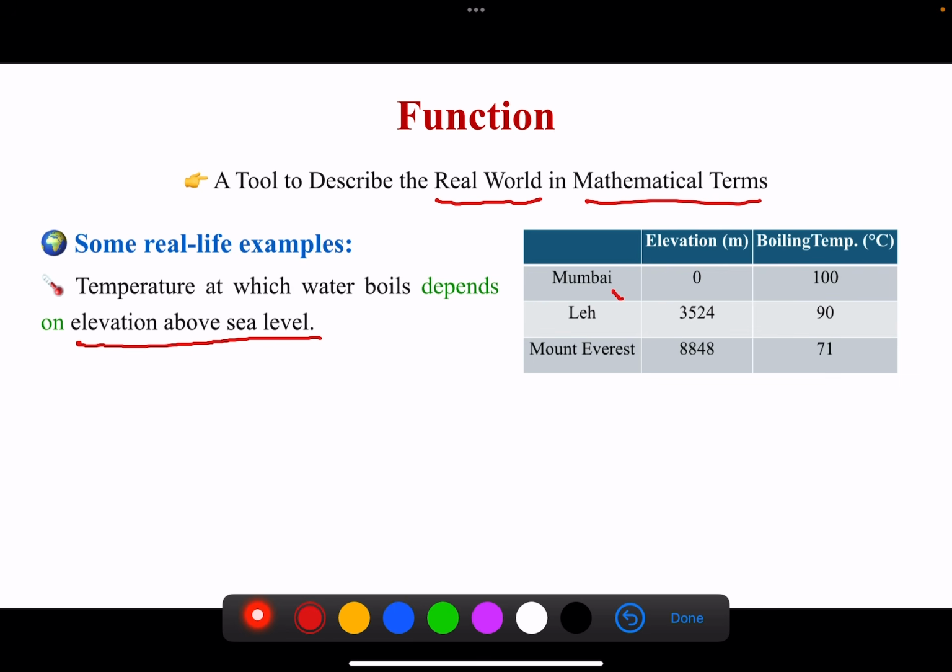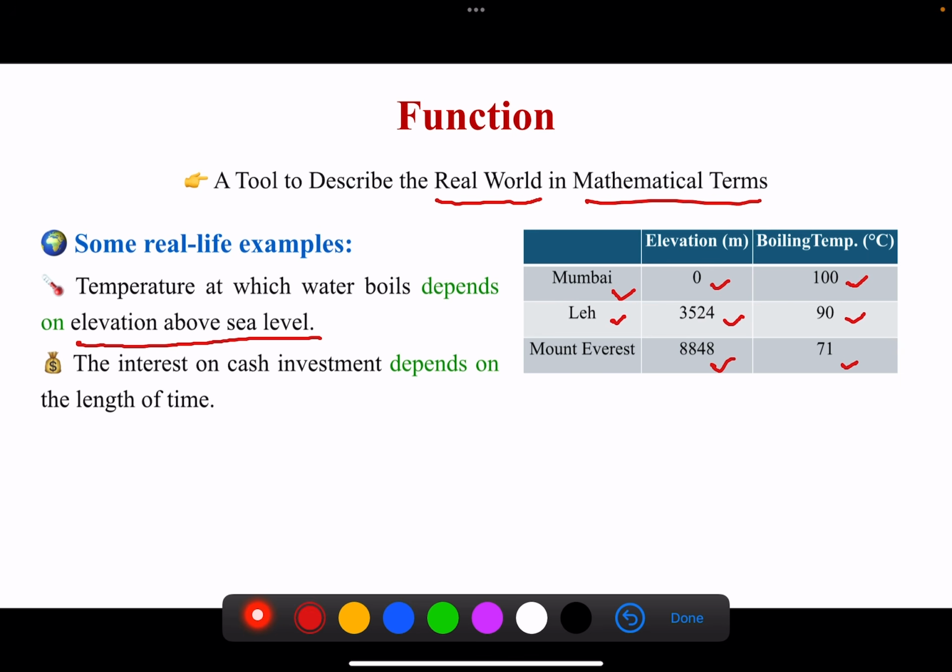At Mumbai, which is at sea level, meaning elevation is 0 meters, water boils at 100 degrees Celsius. At Leh, which is more than 3500 meters above sea level, water boils at 90 degrees Celsius. And on Mount Everest, which is nearly 9000 meters high, water boils only at 71 degrees Celsius. Here, boiling temperature depends on height. Hence, we can say boiling temperature is a function of elevation above sea level.